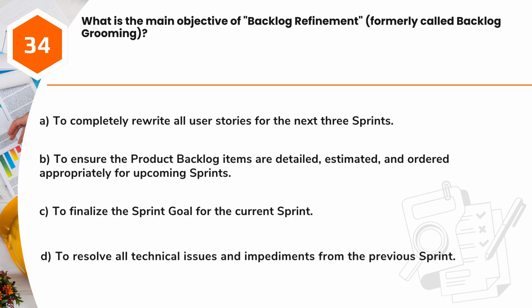Question 34. What is the main objective of backlog refinement, formerly called backlog grooming? A. To completely rewrite all user stories for the next 3 sprints. B. To ensure the product backlog items are detailed, estimated, and ordered appropriately for upcoming sprints. C. To finalize the sprint goal for the current sprint. D. To resolve all technical issues and impediments from the previous sprint.